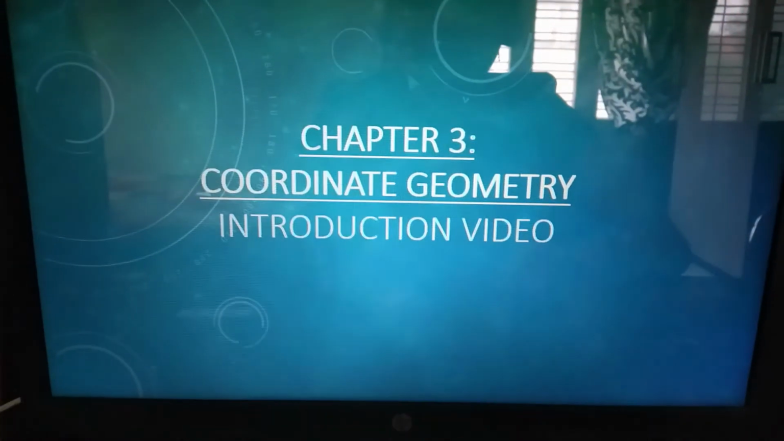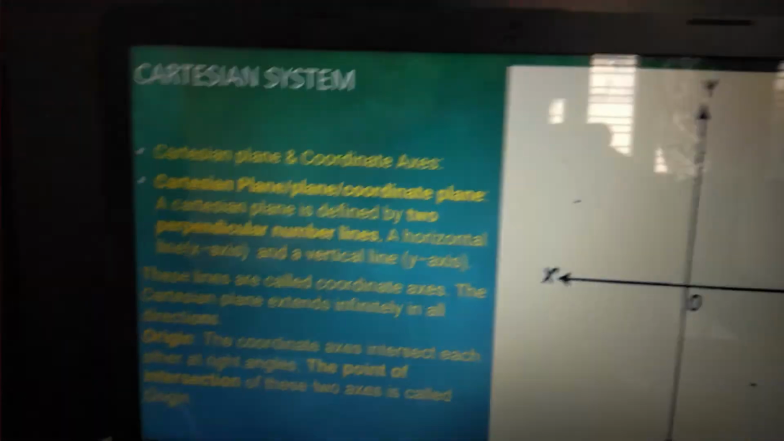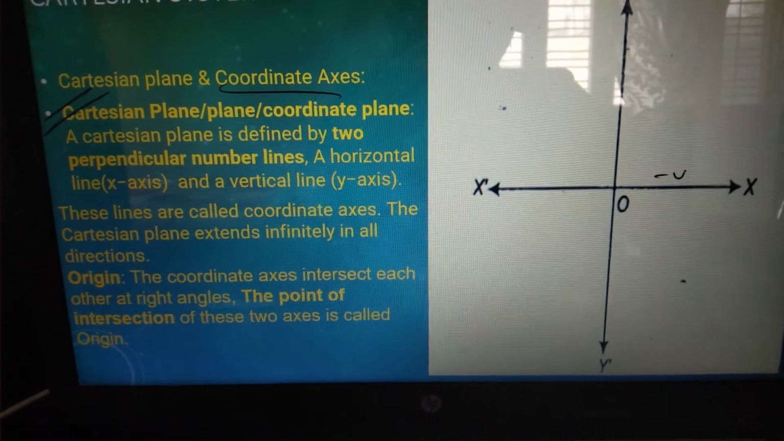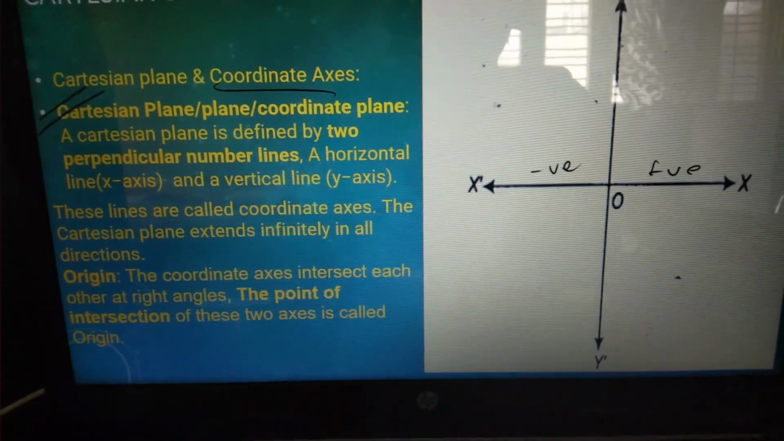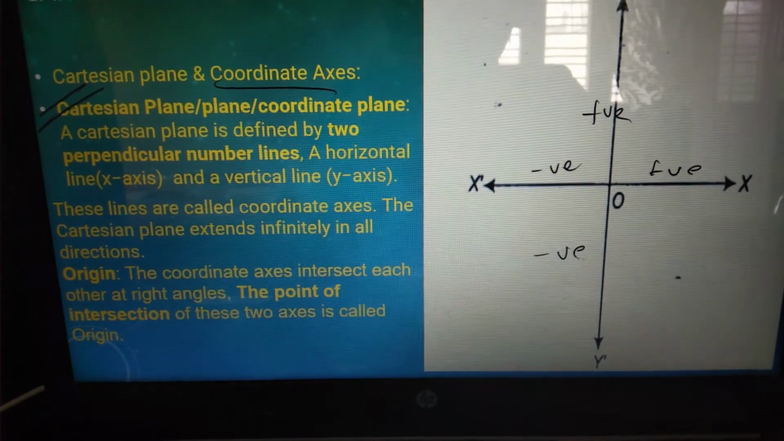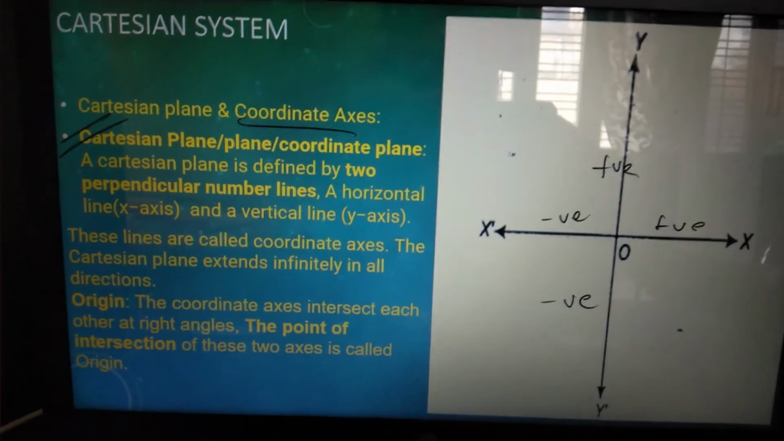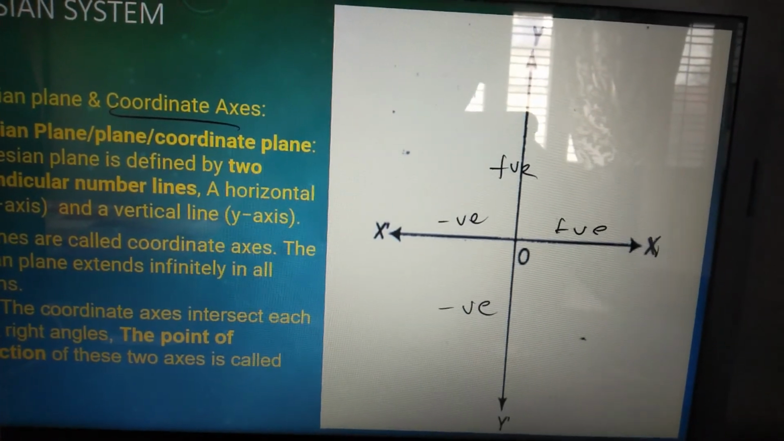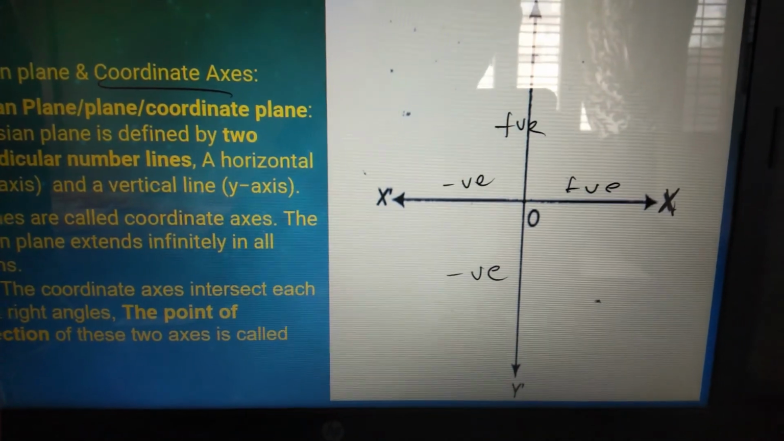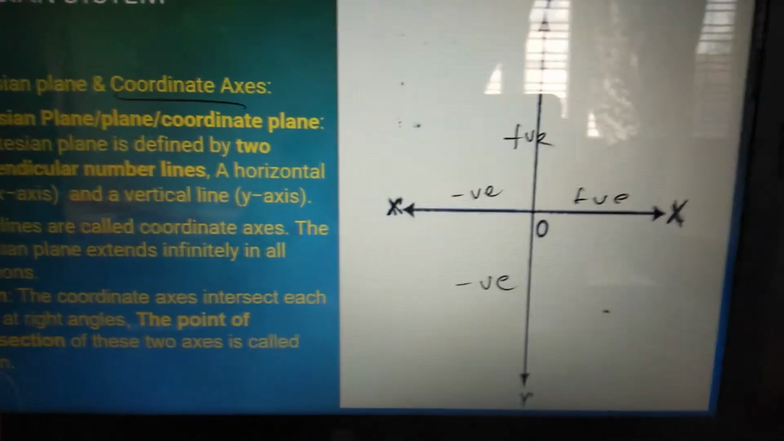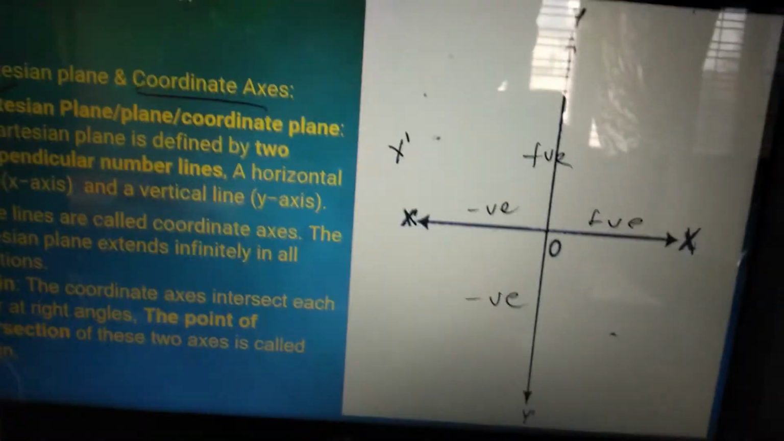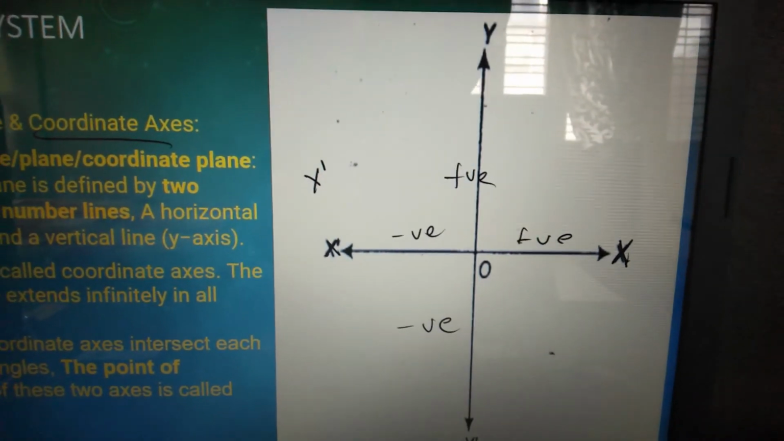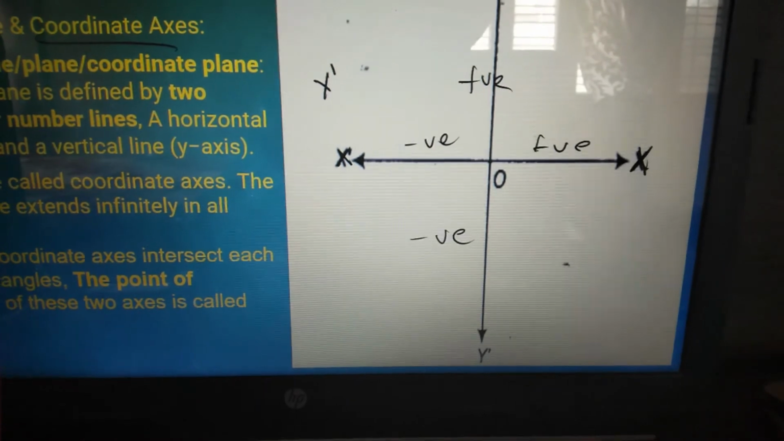What all we learned, quickly let's just summarize. In this introduction video we understood what is a Cartesian plane, what are the coordinate axes, the positive and negative x and y axes respectively. And another thing I want to tell you, that always this positive x axis is called the x axis only, but the negative x axis is called x dash. Similarly, the positive y axis is just y only, but the negative y axis is y dash.